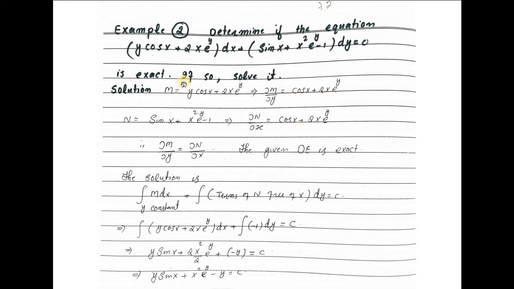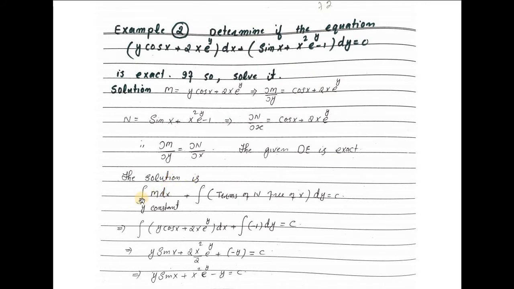Here, del m over del y: the derivative of y with respect to y is 1, cos x is constant. Similarly, the partial derivative of e power y is e power y, 2x is constant. Similarly, del n over del x: the derivative of sine is cos, and the derivative of x square is 2x, e power y is constant. The partial derivative of minus 1 with respect to x is 0. Here we see that del m over del y is equal to del n over del x. Thus the given differential equation is exact.